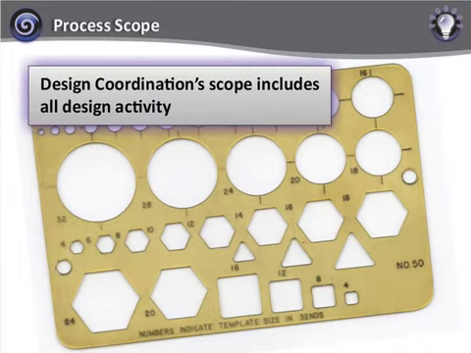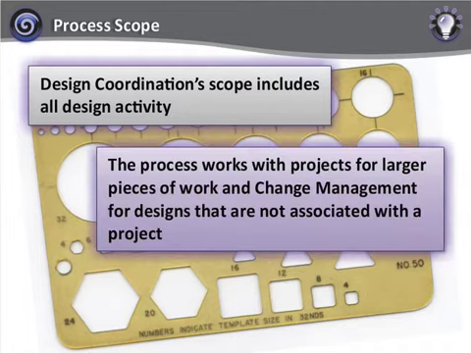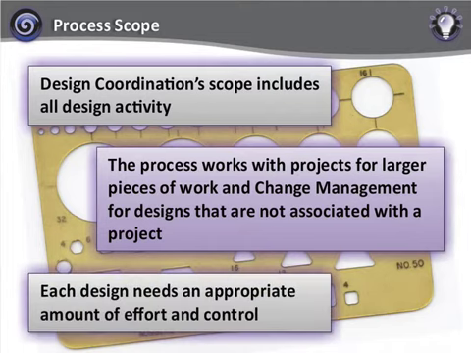Design coordination scope includes all design activity. In most organizations, it will work on new and changed service designs, but also service retirements and sourcing model changes too. This will require the process to work with projects for larger pieces of work and change management for designs that are not associated with a project. Part of the design coordination process scope will include making sure that a design gets the right amount of effort and control. Smaller designs will not need as much coordination as larger ones.